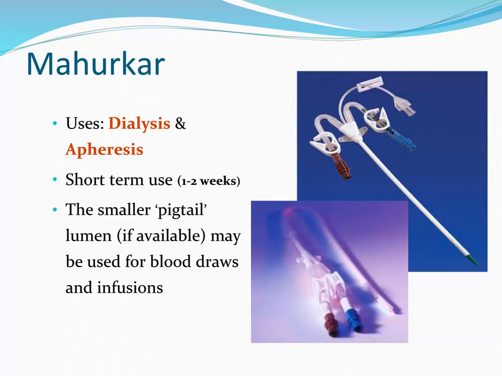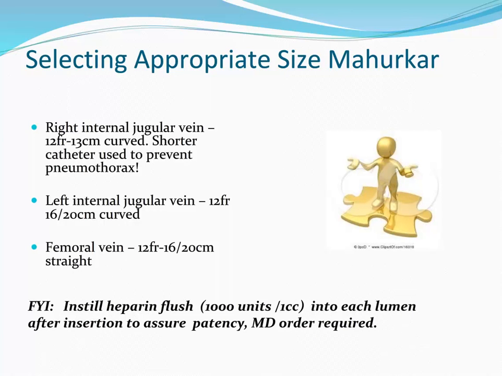If you were to need the central access in an emergency, it is important to pull back and discard a minimum of 10 milliliters of blood before flushing with normal saline to prevent a bolus of heparin from reaching a patient. The Mahurkar comes in different sizes.